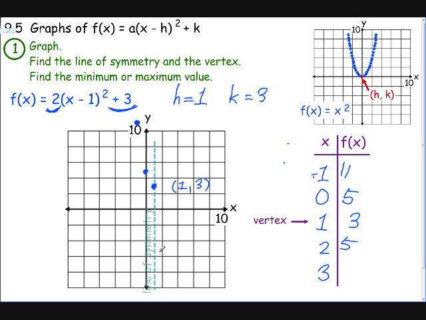Because of my line of symmetry, I know from my vertex, if I'm moving the same amount, I'm going to be going up the same amount. So I've got over 2, up 5. Over 3, up 11. Okay, so here we go. That's where it graphs.